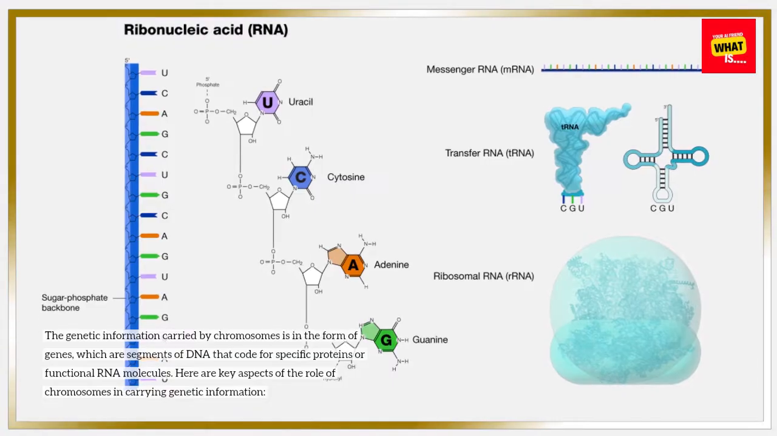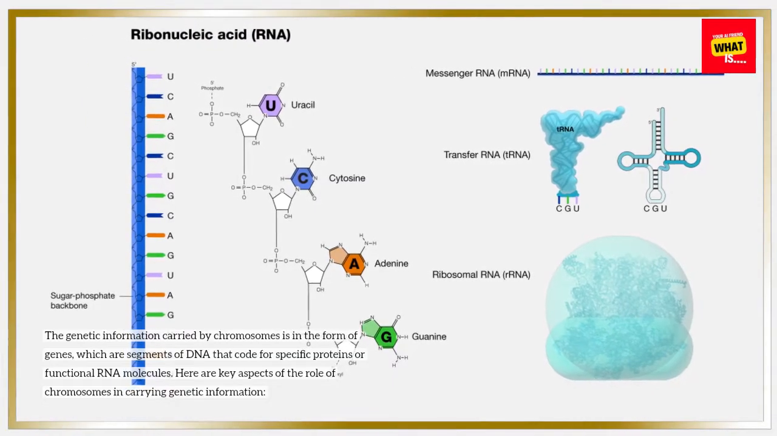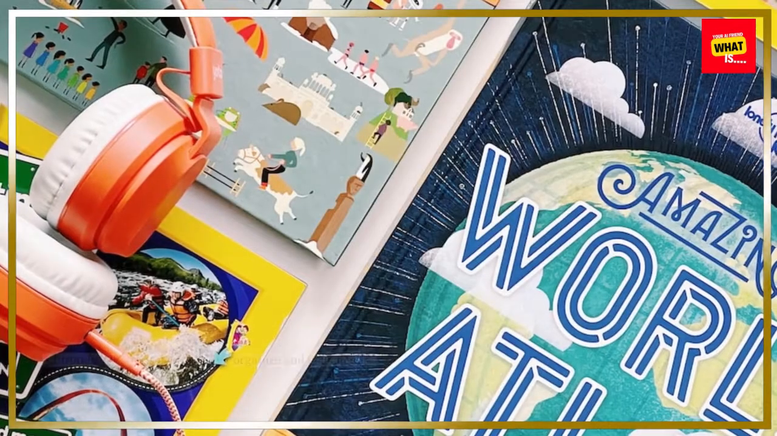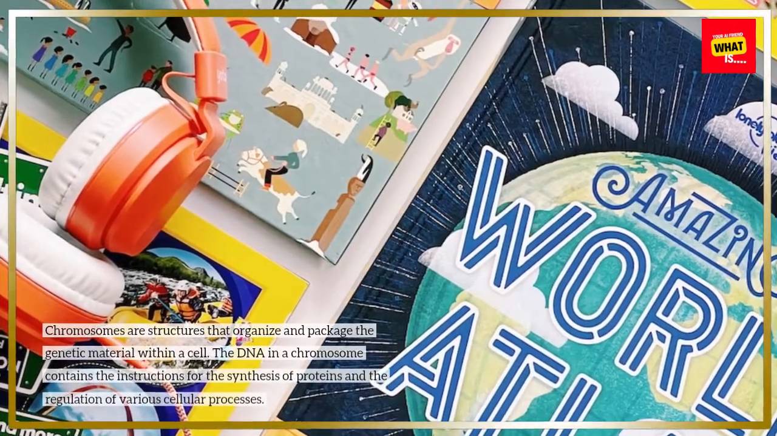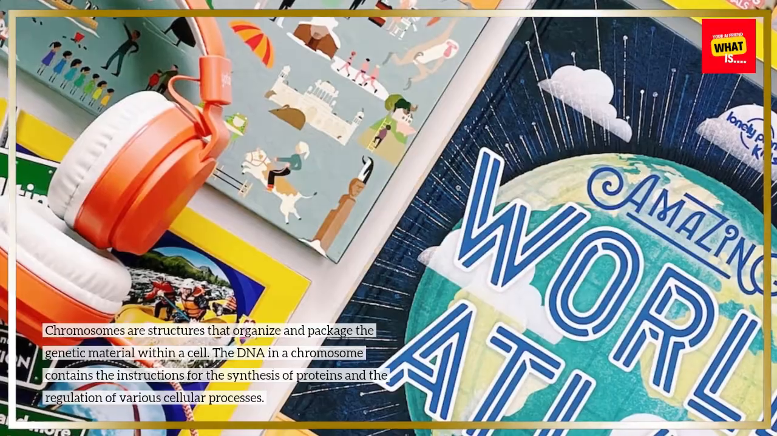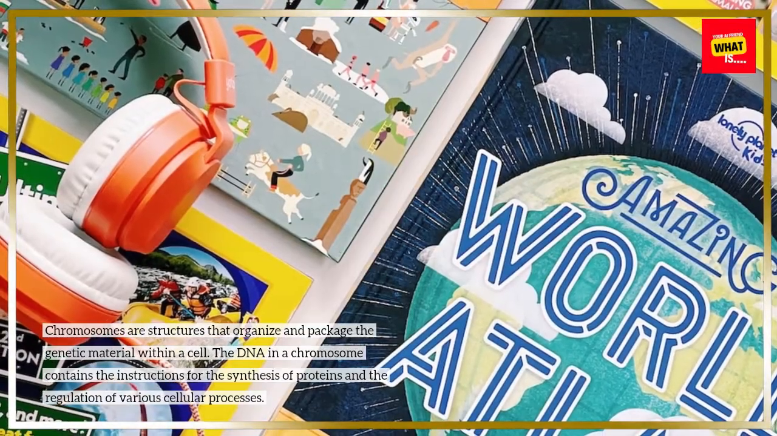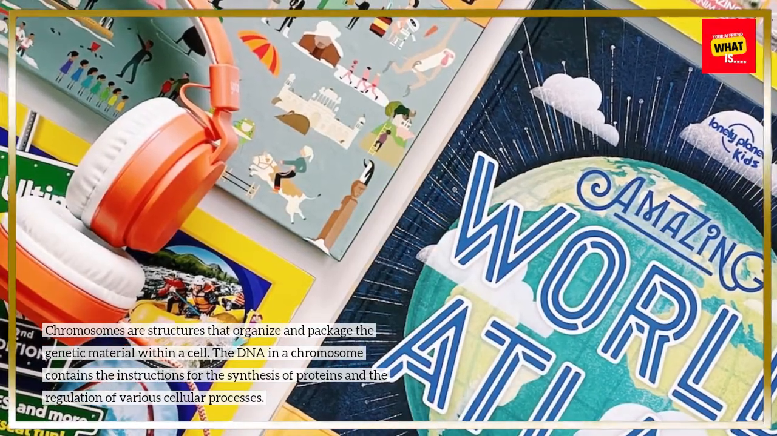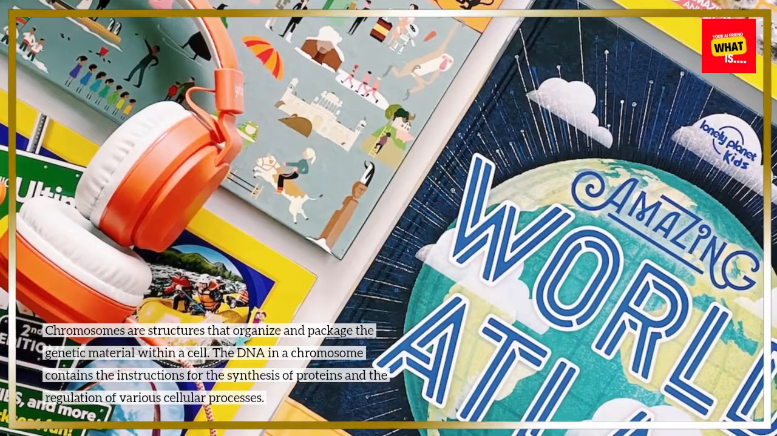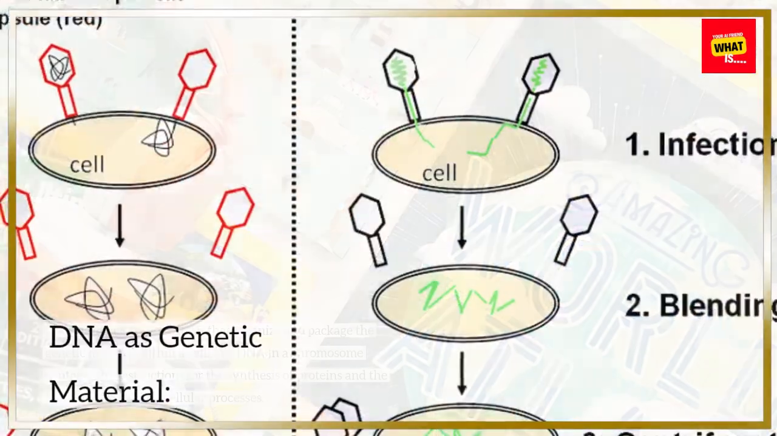Here are key aspects of the role of chromosomes in carrying genetic information. Organization of genetic material. Chromosomes are structures that organize and package the genetic material within a cell. The DNA in a chromosome contains the instructions for the synthesis of proteins and the regulation of various cellular processes.